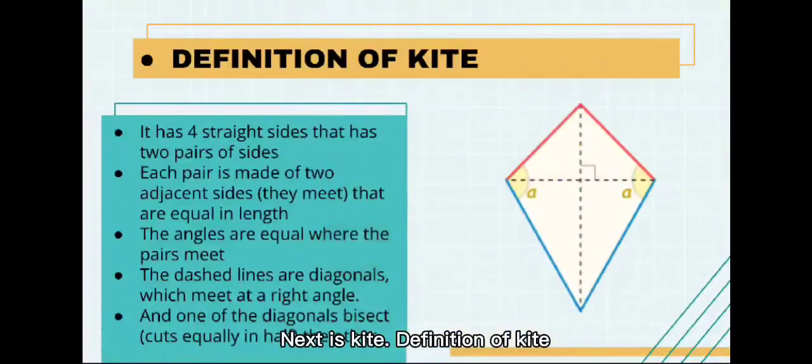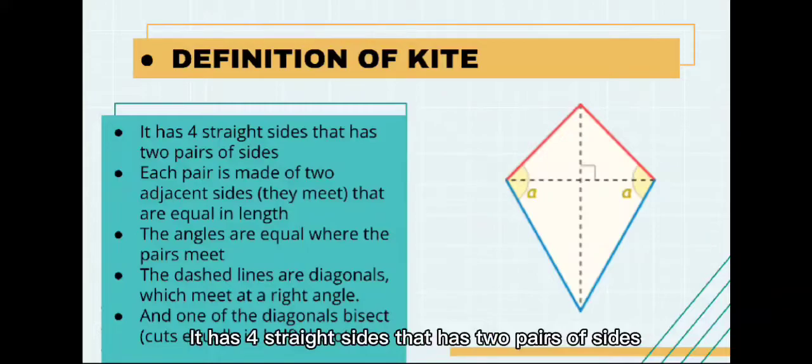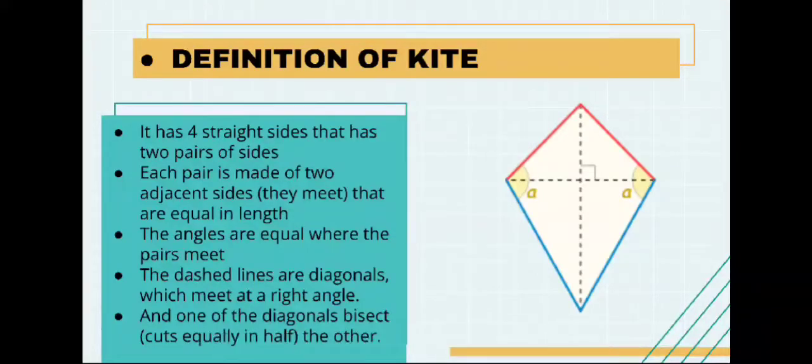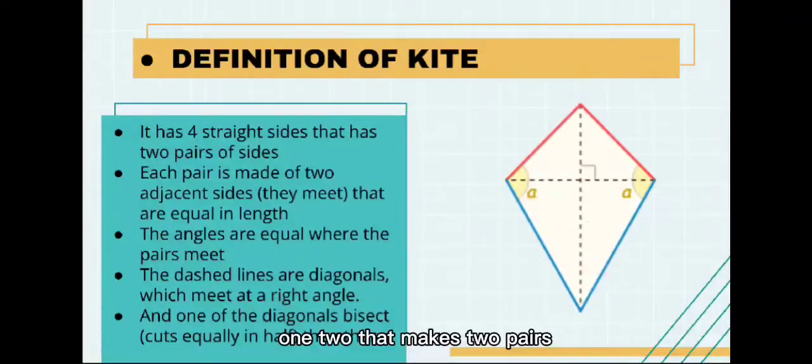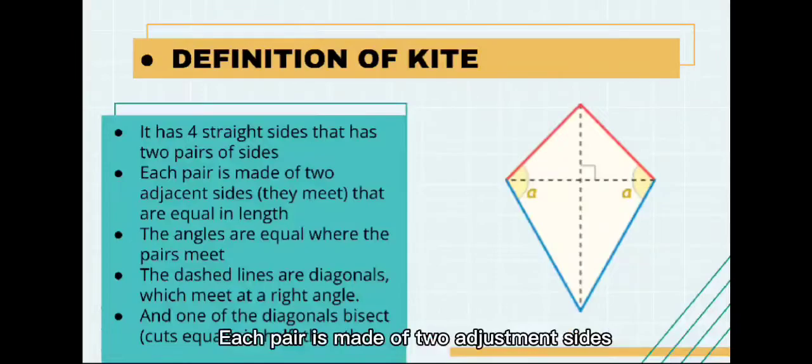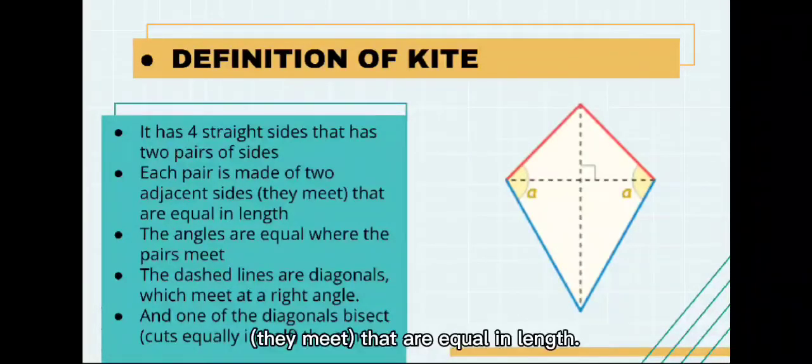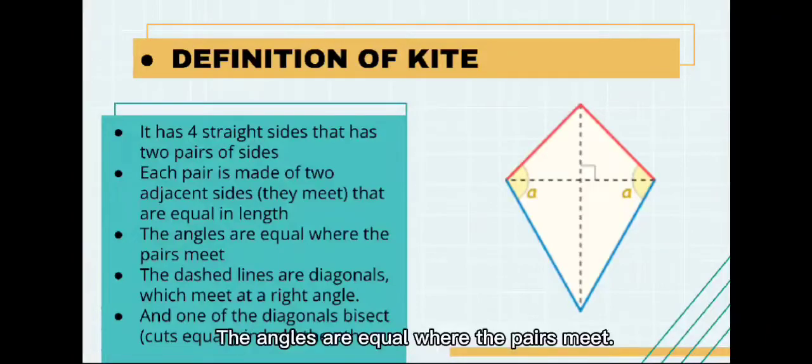Next is kite. Definition of kite. It has 4 straight sides that has 2 pairs of sides. As you can see here, 1, 2, which makes 1 pair, 1, 2 makes 2 pairs. Each pair is made of 2 adjacent sides that meet and are equal in length. The angles are equal where the pairs meet.